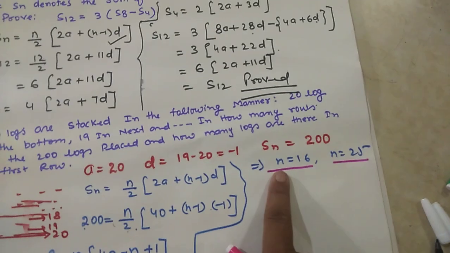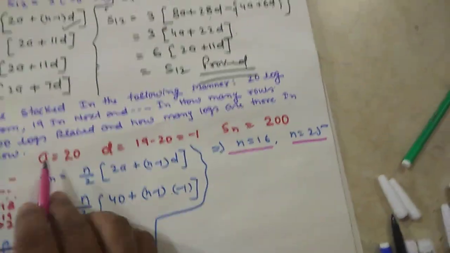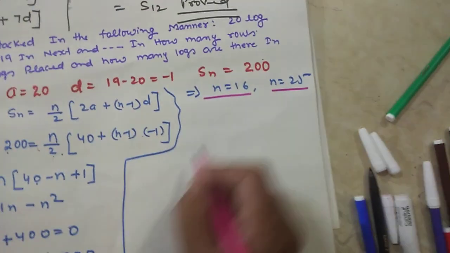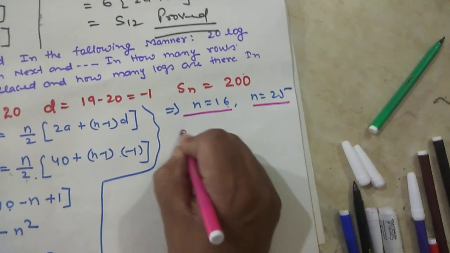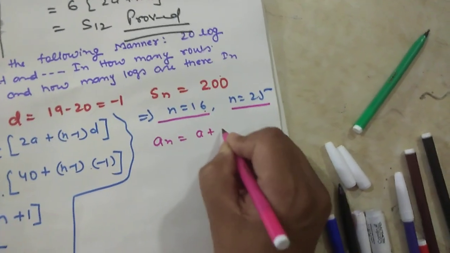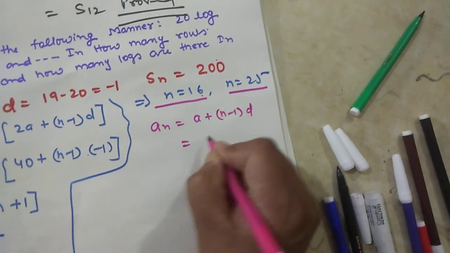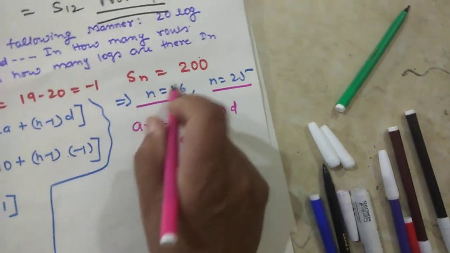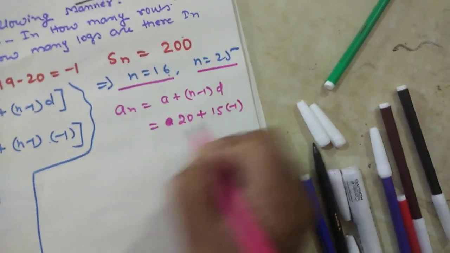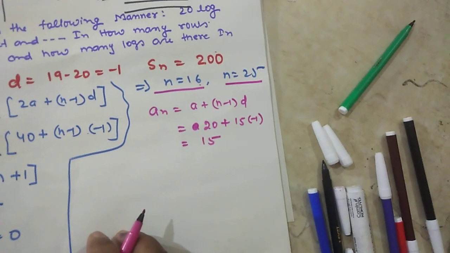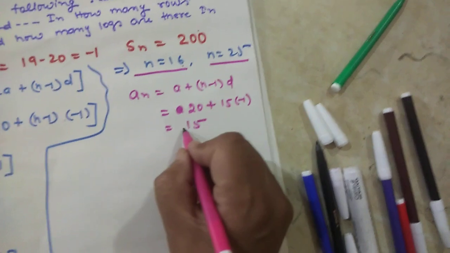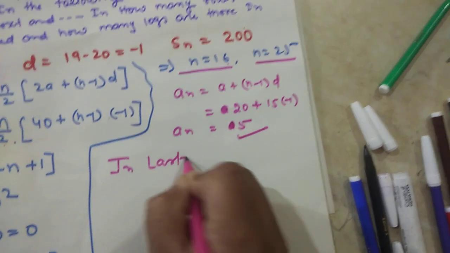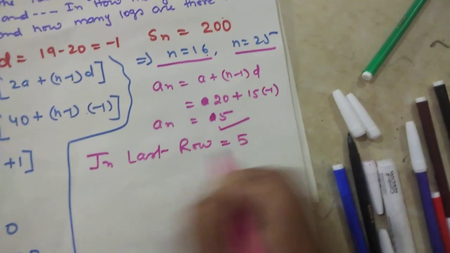So here what we observe, the final answer is 200 logs placed, and how many logs are there in the first row? First of all we will find the first row. So suppose an equal to a plus n minus 1 d. a is equal to 20 plus 16 minus 1, 15, that is minus 1, so this is 15. This is 5. So in the last row, 5. This is your complete answer.